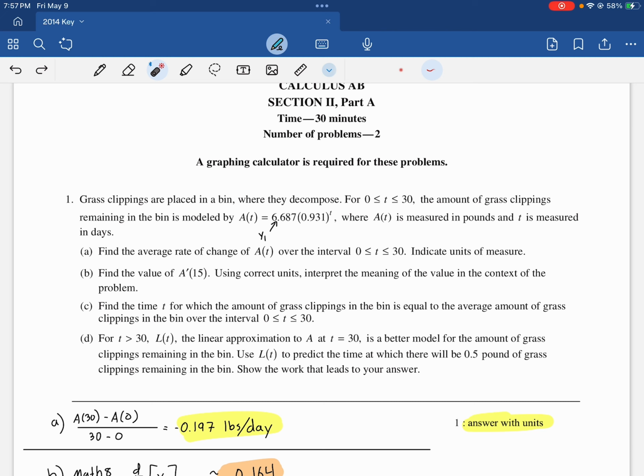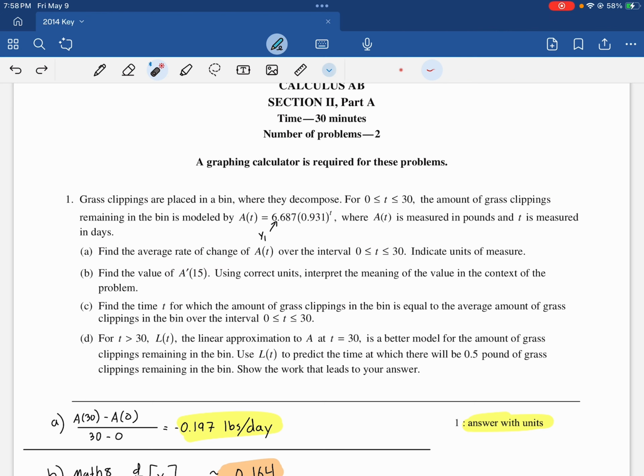Grass clippings are placed in a bin where they decompose for 30 days. The amount of grass clippings remaining in the bin is modeled by A of t. As soon as I see some equation like this, I'm typing it in as y1 on my graphing calculator, where A of t is measured in pounds and t is measured in days. Find the average rate of change of A of t over these 30 days.